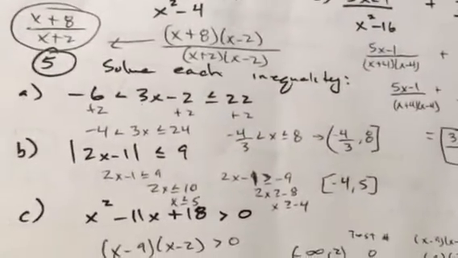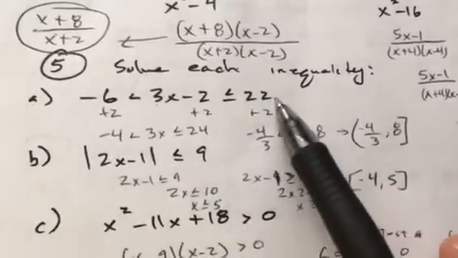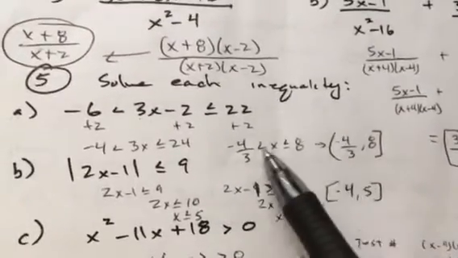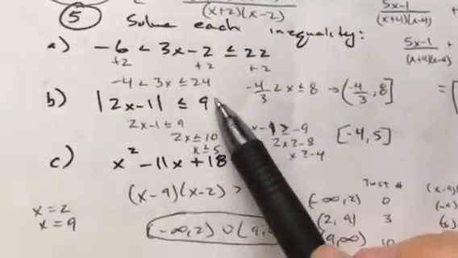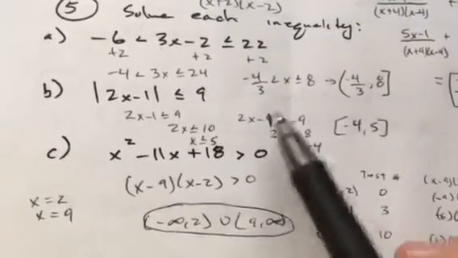Guys, on 5A, get rid of that 2 in the middle by adding it to all 3 sides, really all 3 regions. And then divide everything by 3. This is an acceptable answer, or you can write it in interval notation just like that. 2x minus 1 has got to be less than or equal to 9, and it could be an and statement, we'll see.